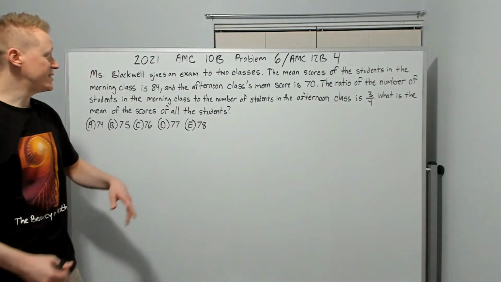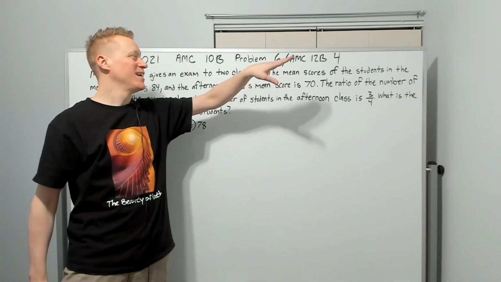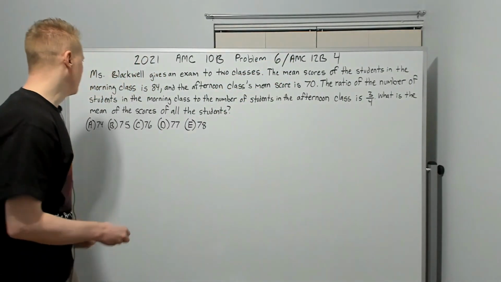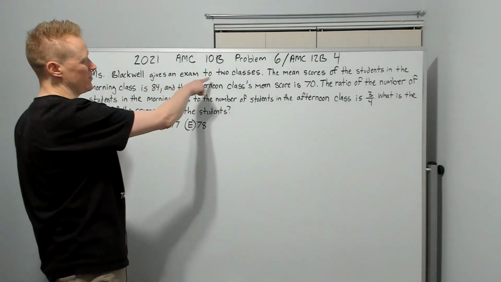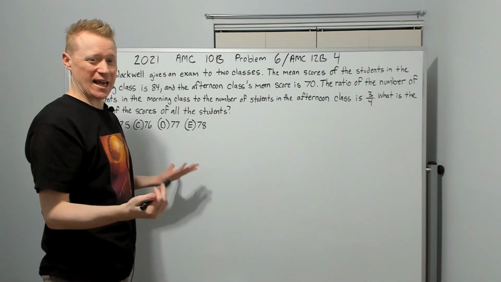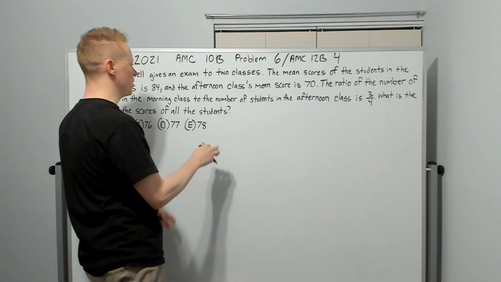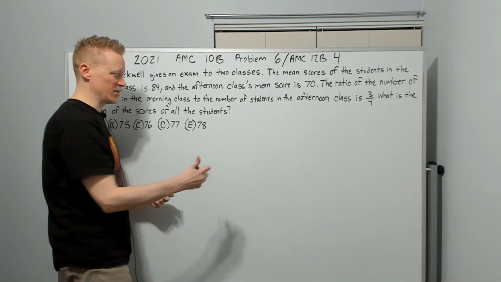All right, so here we are continuing again on the 2021 AMC 10B problem 6. It was also the 12B problem 4. Miss Blackwell gives an exam to two classes. The mean scores, which is just average, of the students in the morning class is 84. Don't read on, make sense of what you're reading.